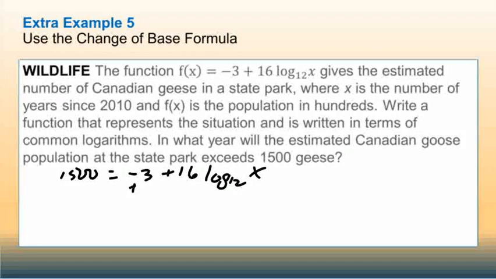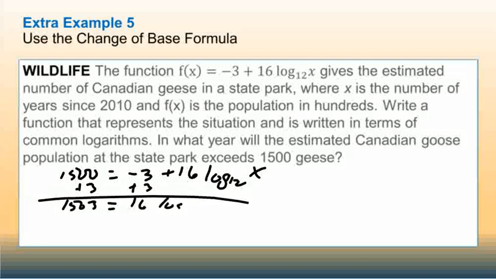First thing I'm going to do is add 3 to both sides. And now I have 1,503 equaling 16 log base 12 of x. To get the log by itself, I'm going to divide by 16. Now I have 1,503 divided by 16. So we have 1,503 over 16 equals log base 12 of x.